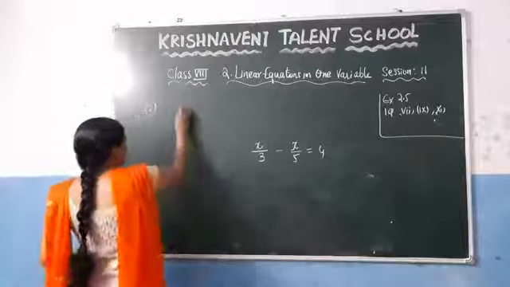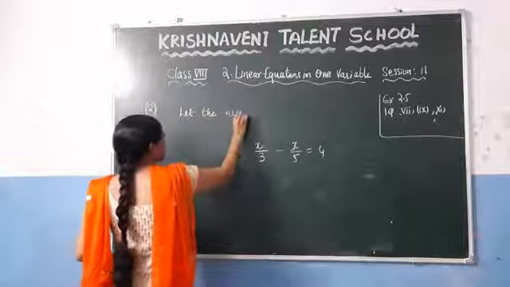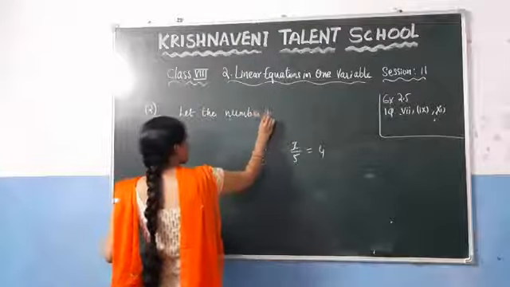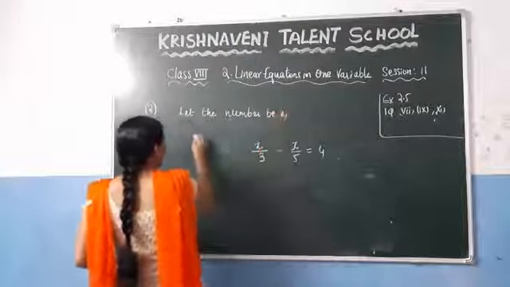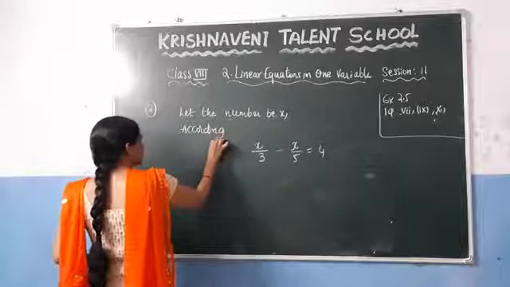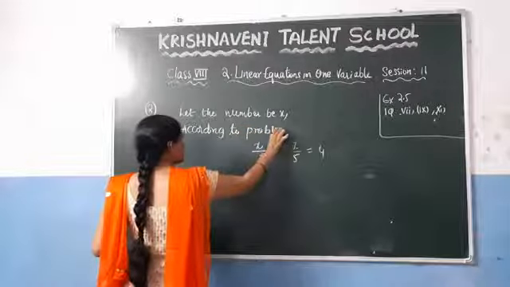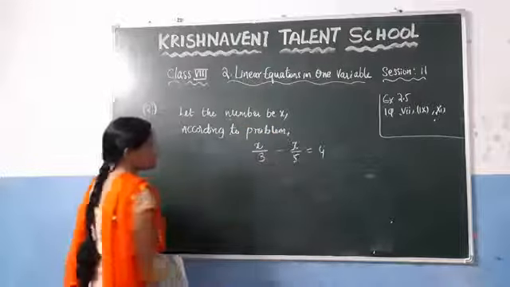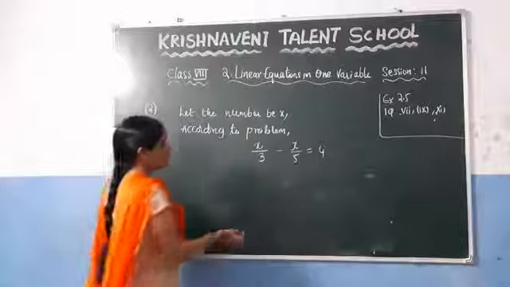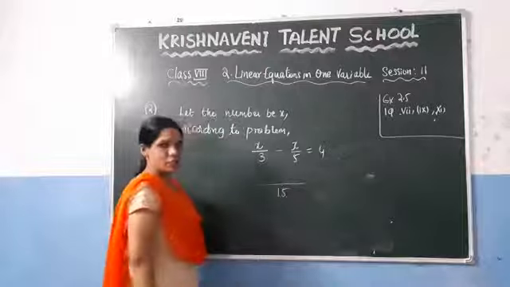So consider that, write it here. Let the number be x. So according to the problem, the third part exceeds the fifth part by 4. So we got this one. Now what we need to do is take the LCM of 3 and 5. You know that it is 15.